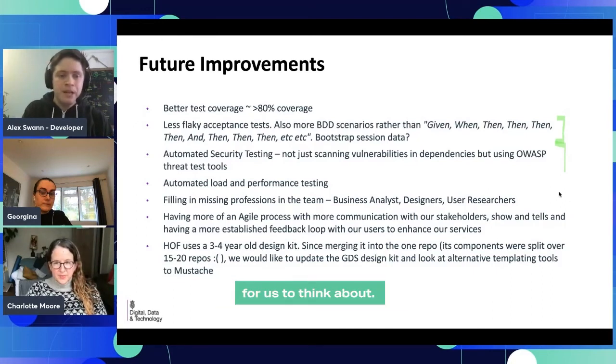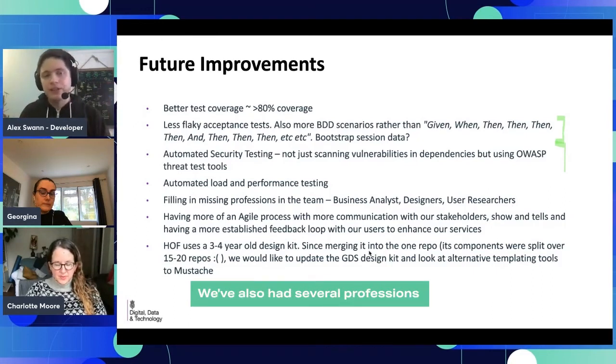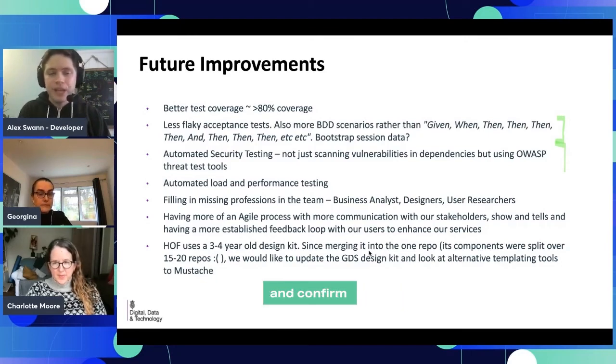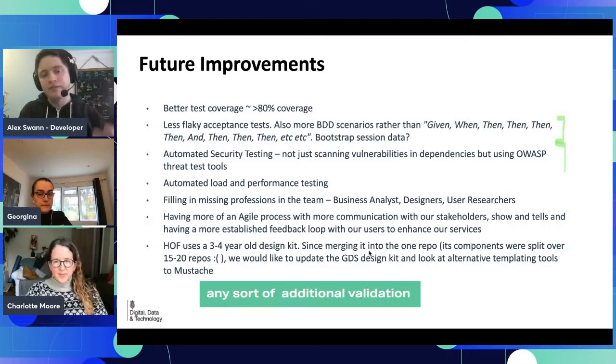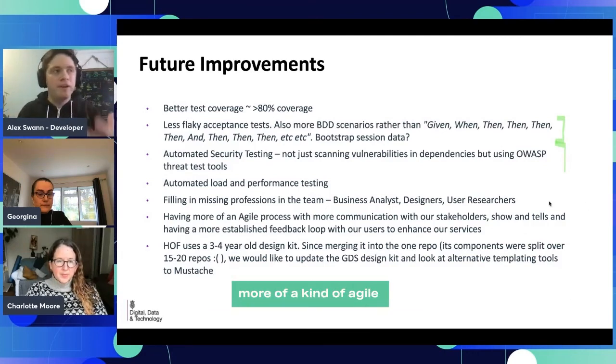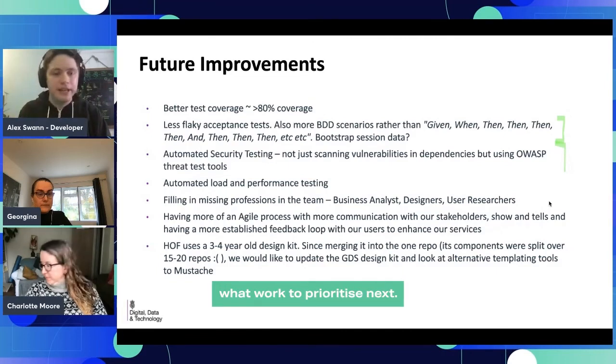We've also had several professions missing in our team, but we've actually got a business analyst in the last week or two, so someone who can talk to our stakeholders and confirm any additional validation or hardening that's needed by the team, as well as a user research designer would be nice, so we can get a bit more of an agile feedback loop, which they'd obviously talk to users, and that would drive what work to prioritize next.